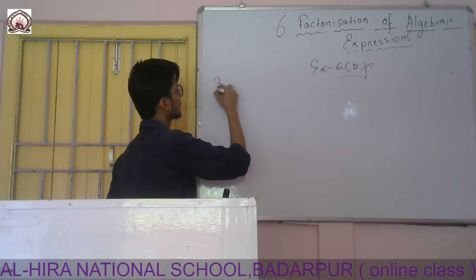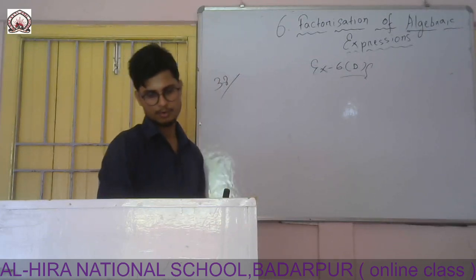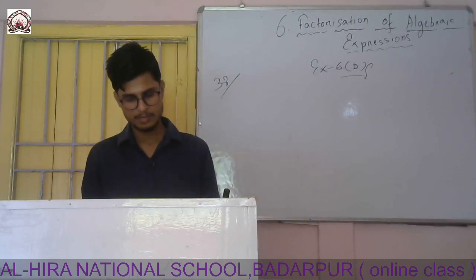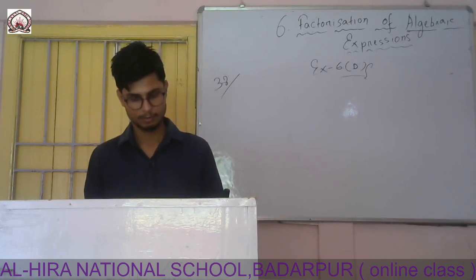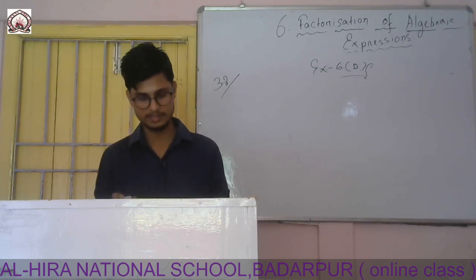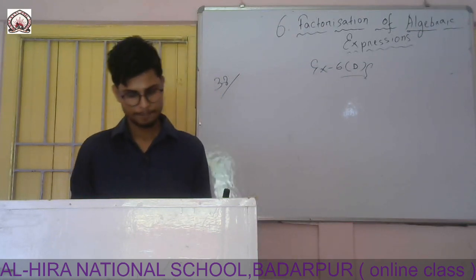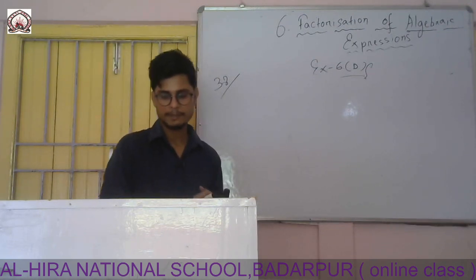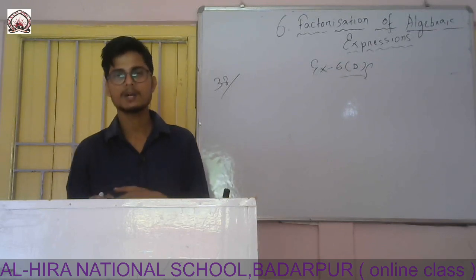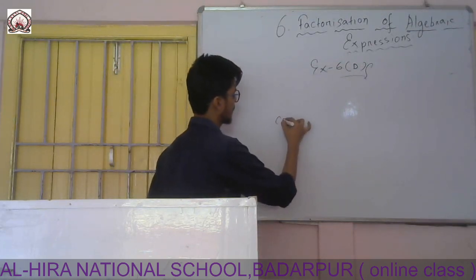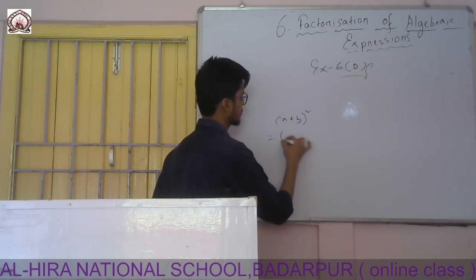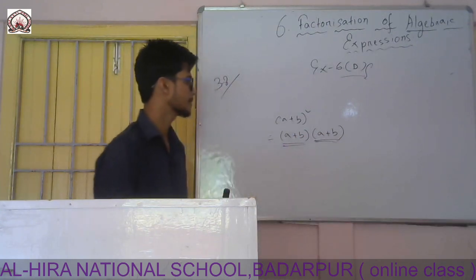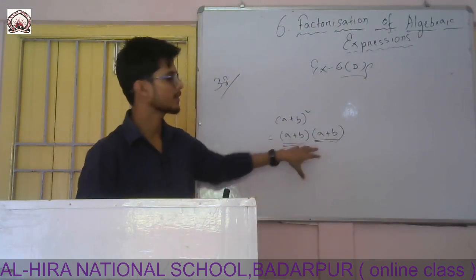Question number 38. The question is, for what value of c are the factors of this expression the same? There is an expression, and we have to find the value of c such that this expression becomes a perfect square, so it has the same factors. It will have the same factors only if I convert it into, for example, (a plus b) whole square. That means (a plus b) into (a plus b), so both factors are the same.